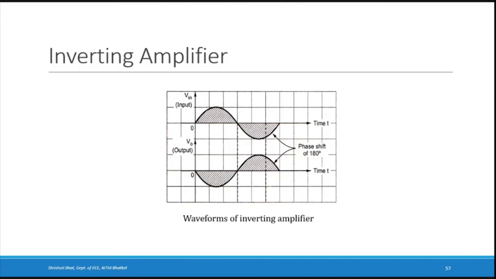So we say there is a phase shift of 180 degrees. That means whatever signal was appearing here at 0, it is appearing here after a difference of 180 degrees, at pi. Here it has started increasing at 0 itself, here it has started increasing at pi. So there is a phase shift of 180 degrees. So that's about an inverting amplifier.